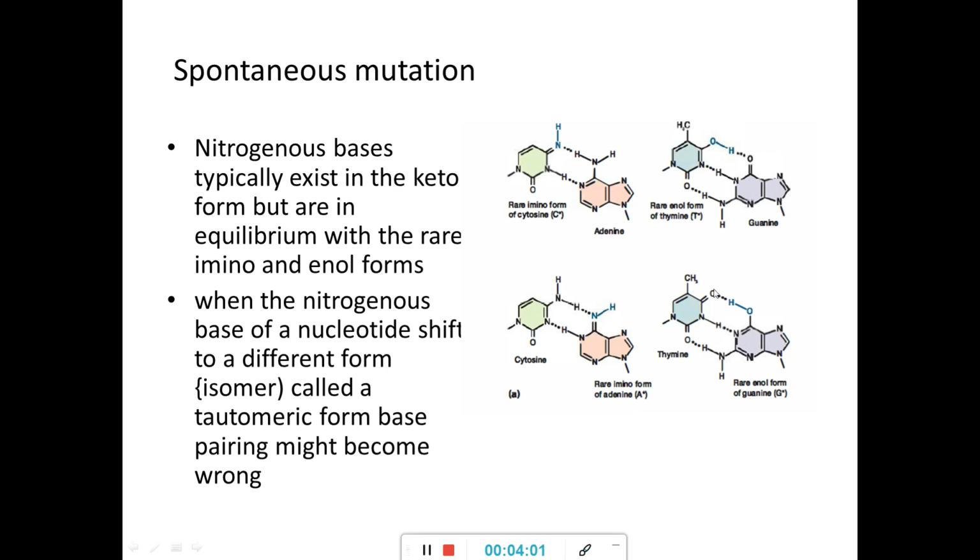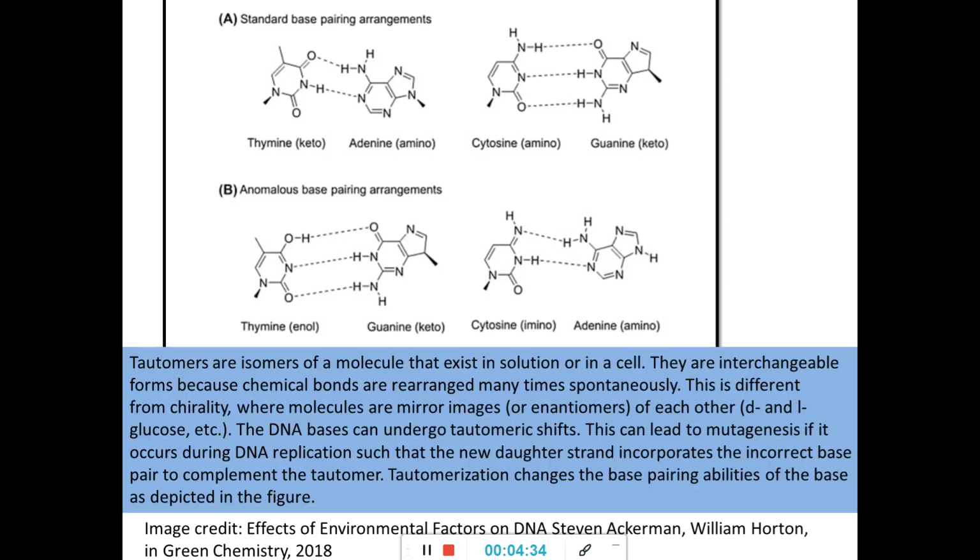And when they occur in the rare imino and the enol forms, what happens? The base pairing rule will get altered. What is the base pairing rule? The normal base pairing rule is that adenine always pairs with thymine and guanine pairs with cytosine. So if they occur in the amino form, that base pairing rule is observed. But sometimes when it goes into the enol or the imino form, this base pairing rule will be shifted. So let's see what it is.